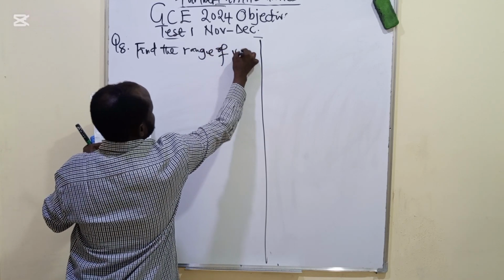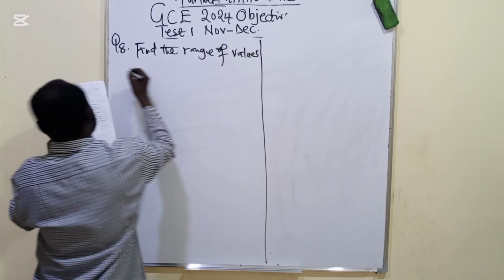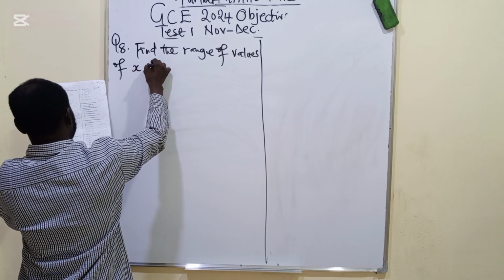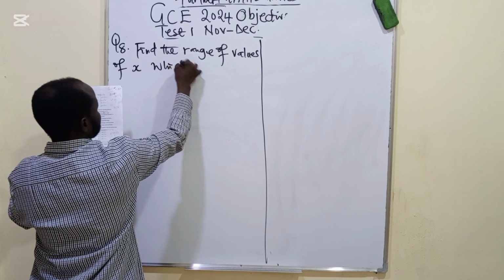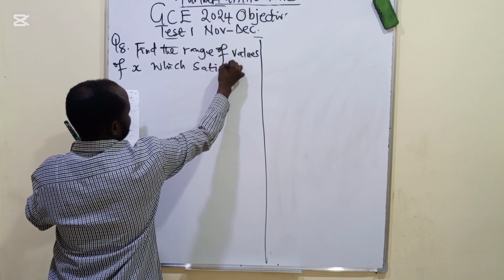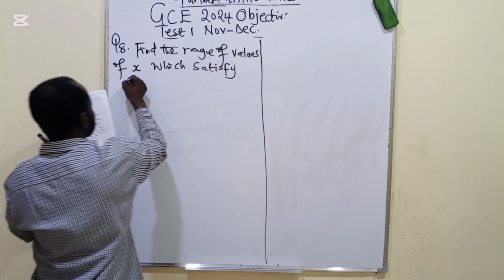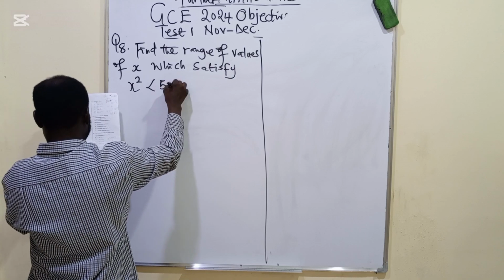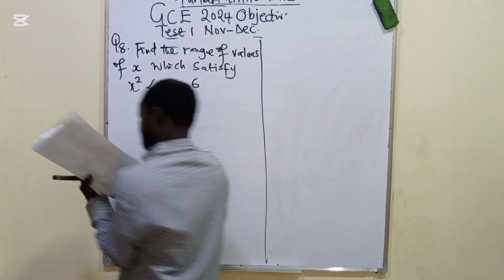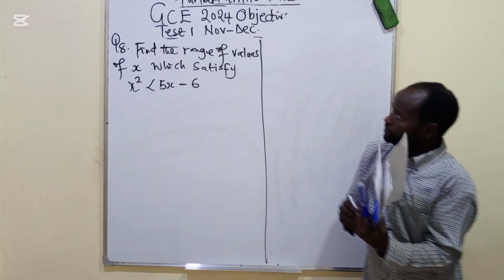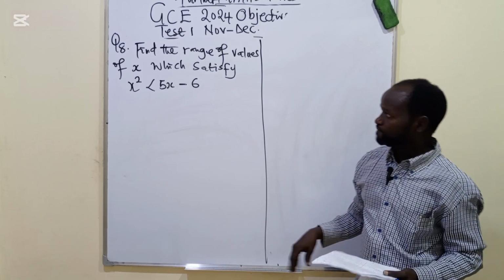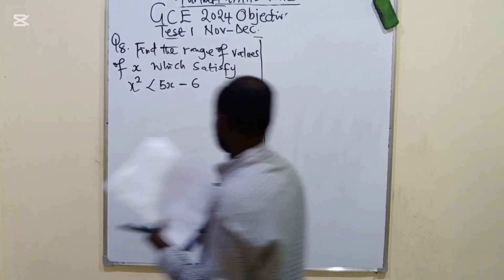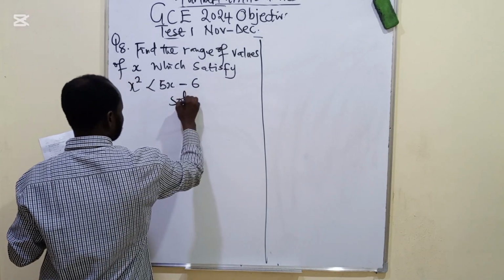of values of x, find the range of x which satisfy x squared less than 5x minus 6. This is from inequalities. Okay, let's look at how we can solve this. Let's write down the solution.